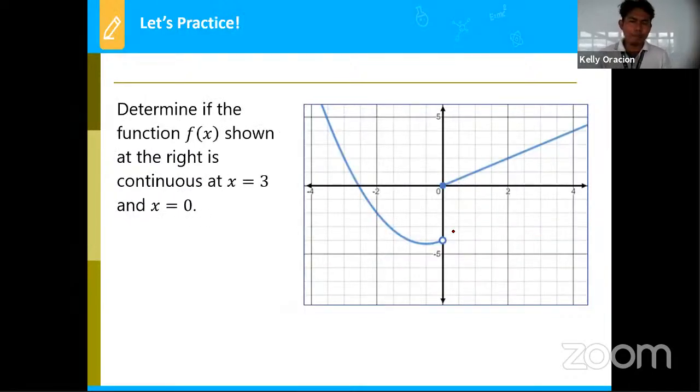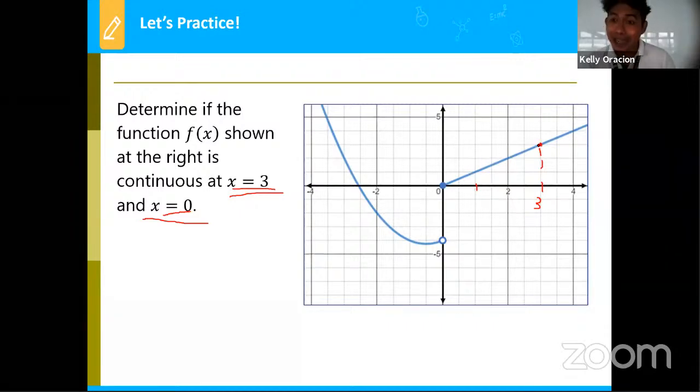Same case. Determine if the function shown at the right is continuous at x is equal to 3 or x is equal to 0. You are going to determine whether it is continuous at 3 or continuous at 0. Let's check. Where is 3? It is 1, 2, 3. This is 3. You don't see any hole, right? That means the function is continuous at x is equal to 3.